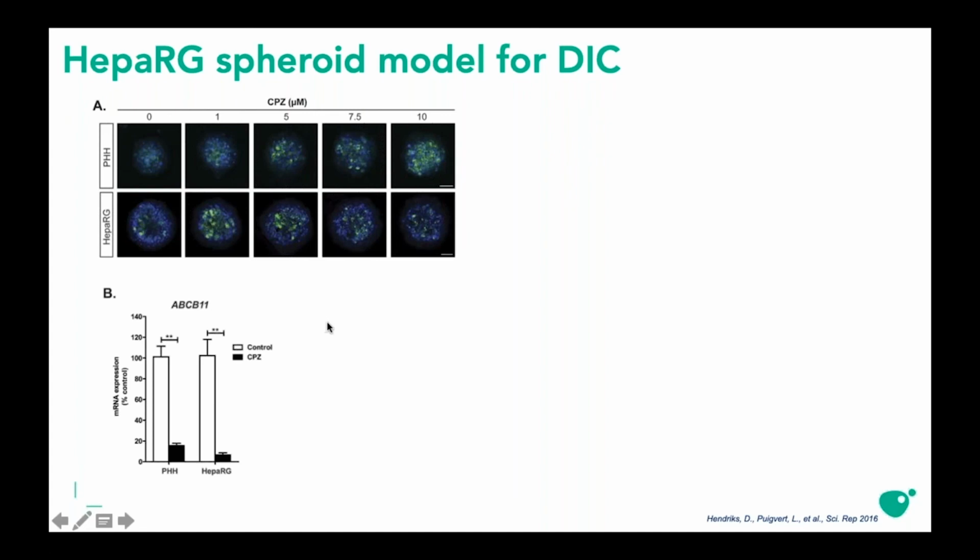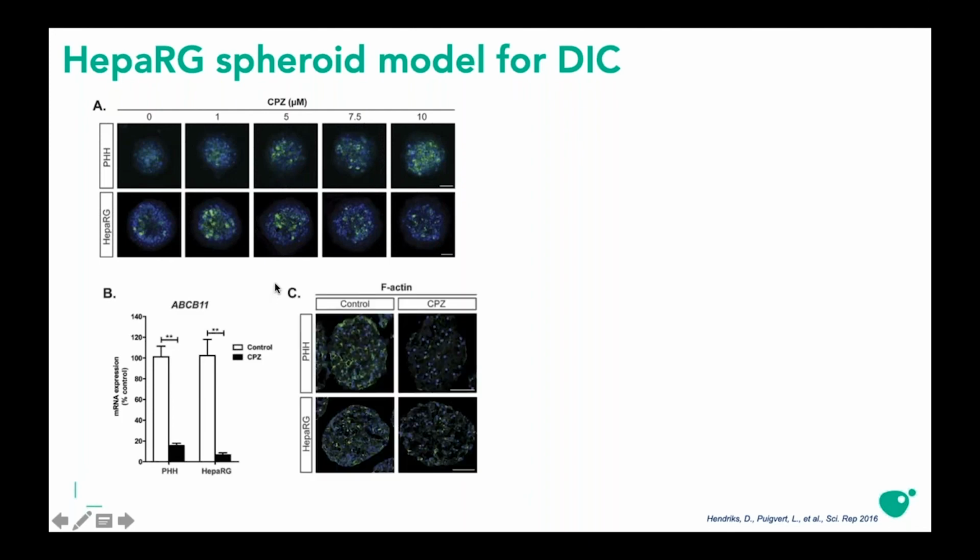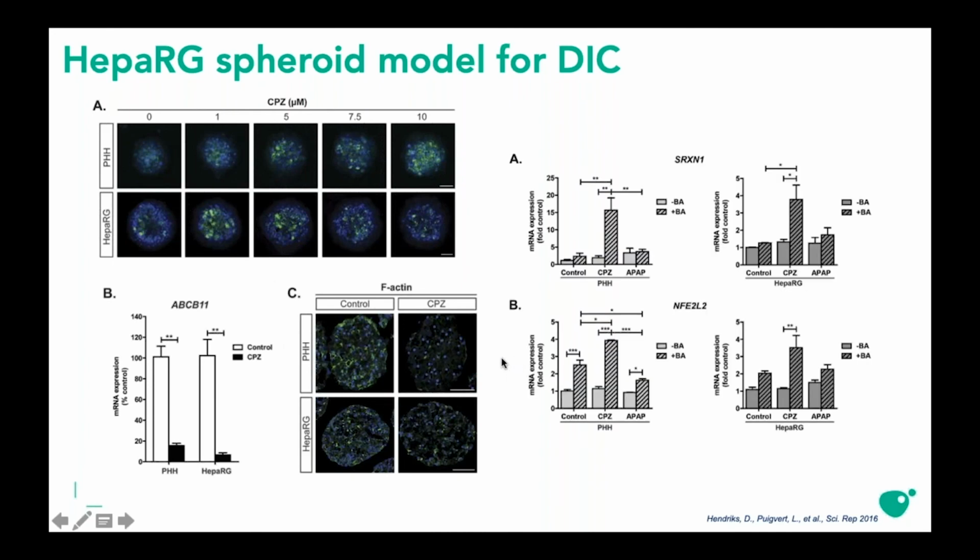Chlorpromazine downregulated BSEP mRNA expression in both spheroid models, reduced F-actin expression, and disrupted its integrity in both primary human hepatocytes and HepaRG spheroids. An increase in the expression of oxidative stress-related genes was noticed in both spheroid models after co-exposure to chlorpromazine and bile acids.